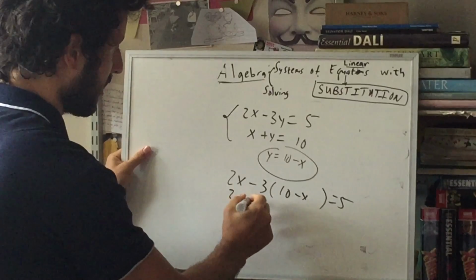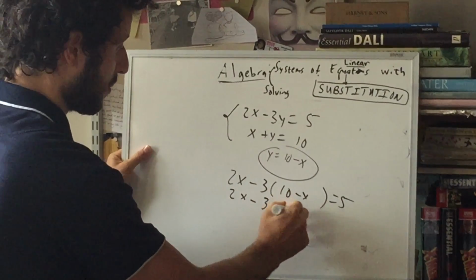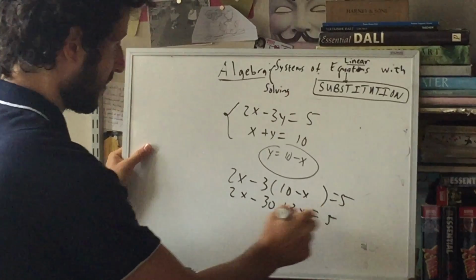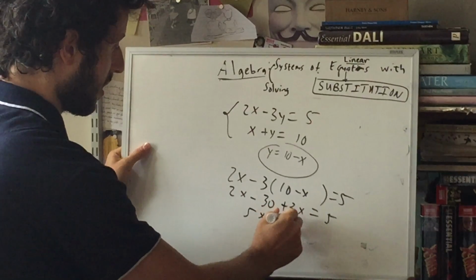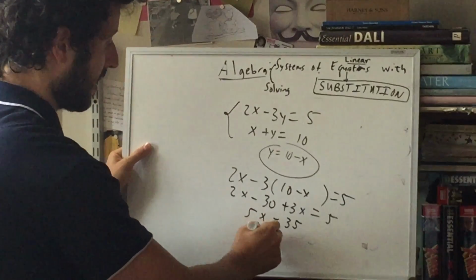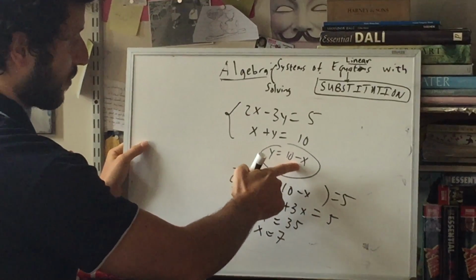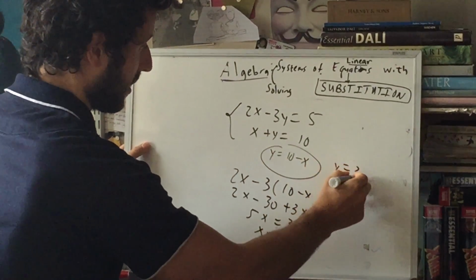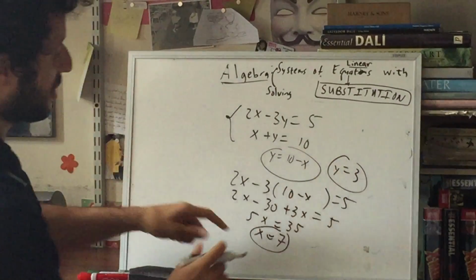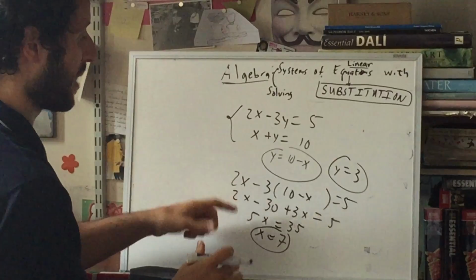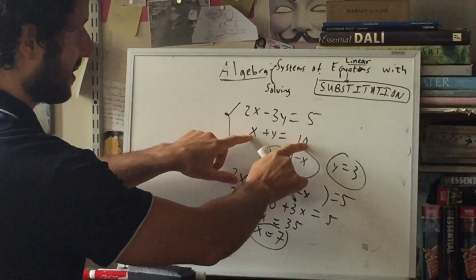So 2x minus, distribute the 3: 30, negative, negative is positive 3x, and that's 5. So here we have 5x. I'll move the 30 over, so that's 35, so x is 7. And now we can plug x back into here, so therefore y must be 3. At this point, you're pretty much done. However, if you want to be sure you've gotten it right, let's double check our answer. If we plug 3 and 7 into here, that is indeed 10.